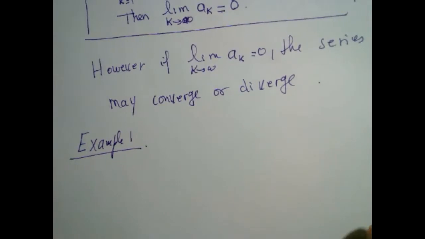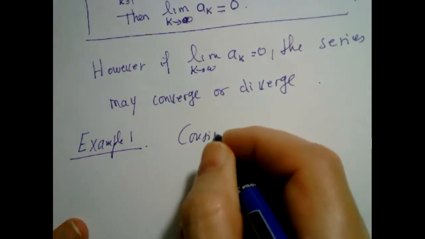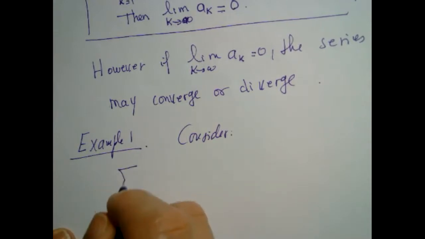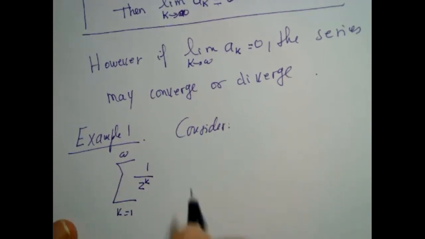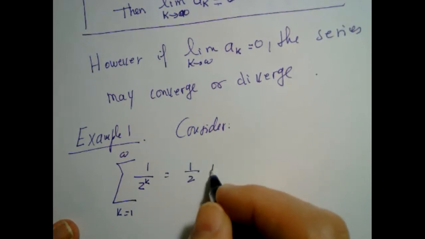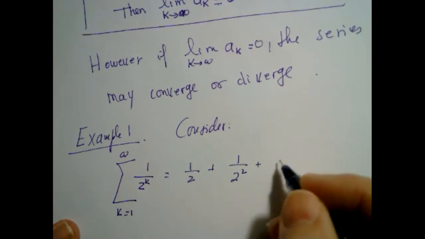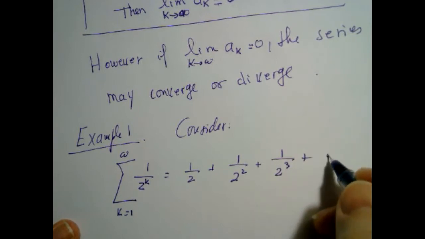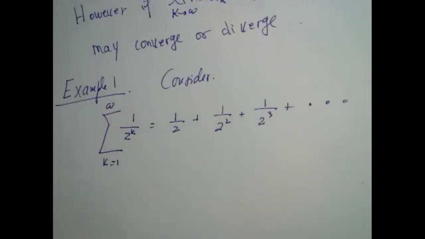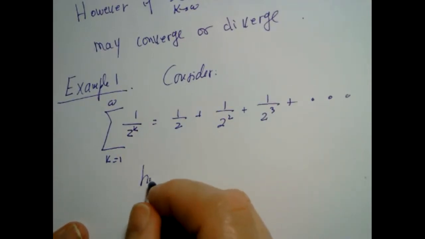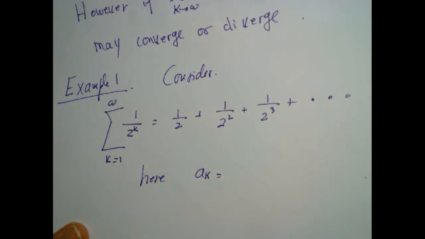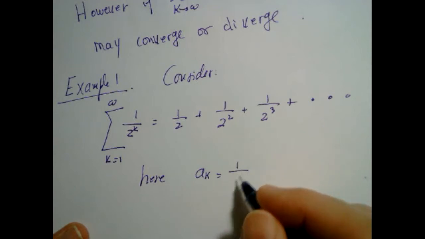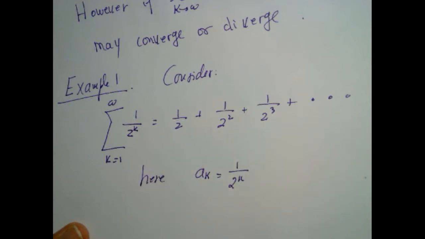Okay. Let me consider the following series: sigma (1/2)^k, k equal 1 to infinity. I'm going to take 2 examples. So this is a half plus (1/2)^2 plus (1/2)^3, and so on and so forth. We've seen this series before. Here in this case, the general term, what we call a_k, is (1/2)^k. It means we're adding terms of this form.